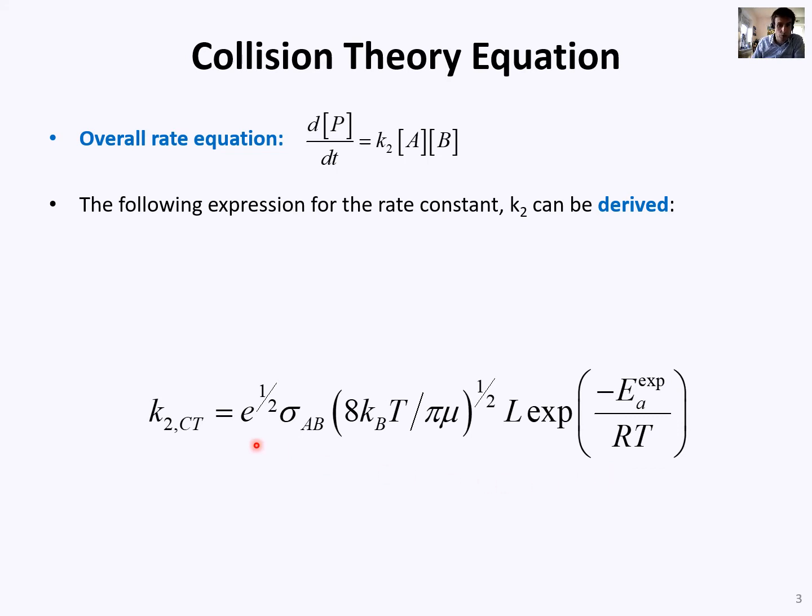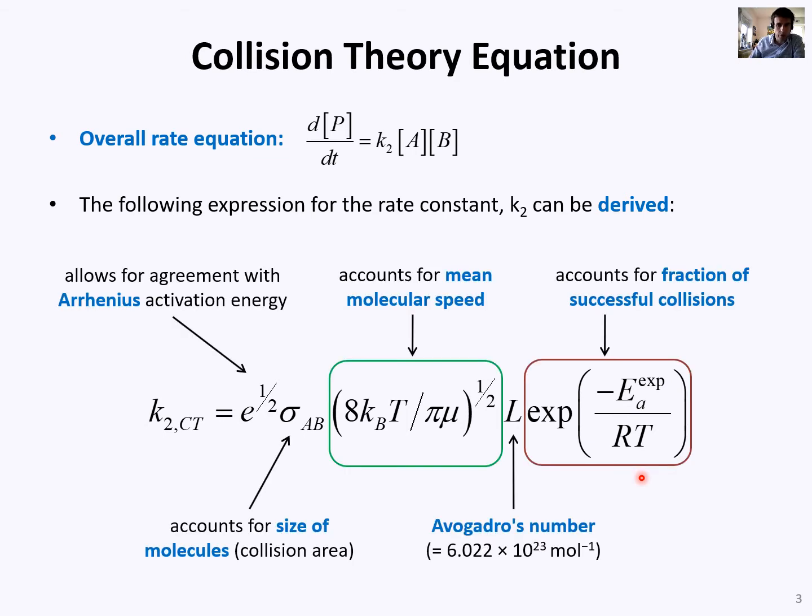And what we're going to do during this next 20 minutes or so is derive this equation from the beginning and explain where all these pieces come from. But as a bit of a preview, you've got a part in here in the green brackets. This is accounting for the speed that your molecules have, and it's the mean speed across both populations, A and B in this case. This bit in the red brackets is accounting for the fraction of successful collisions. So this is actually the same as the Arrhenius exponential.